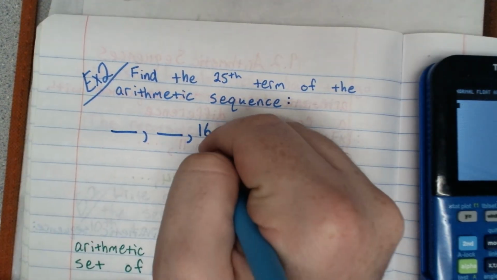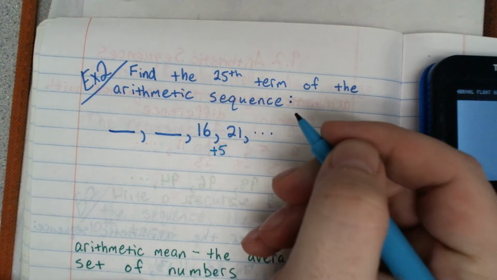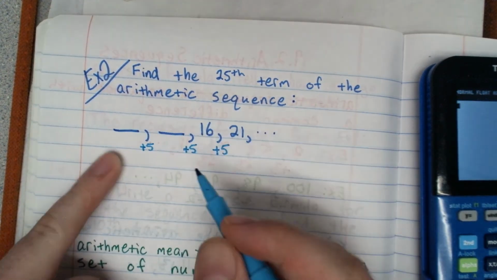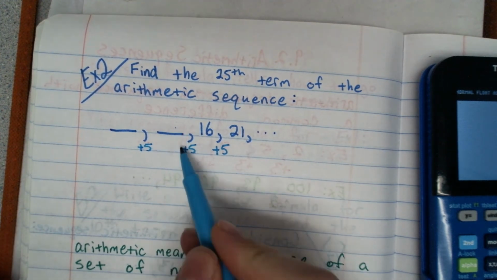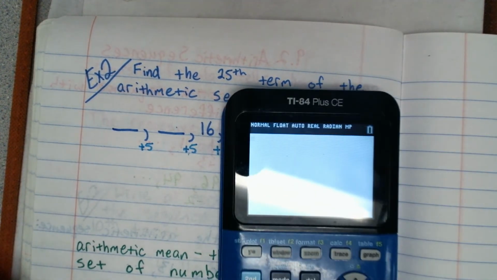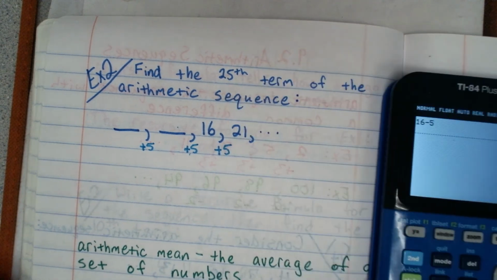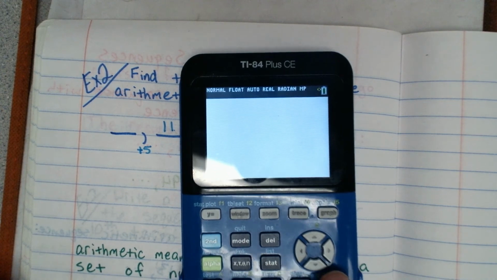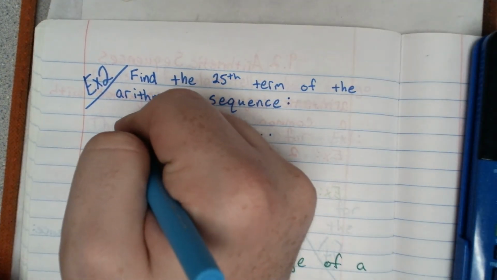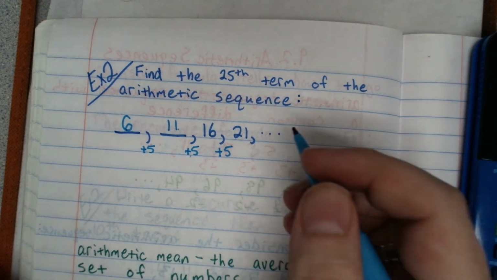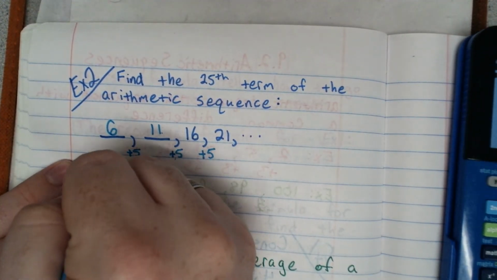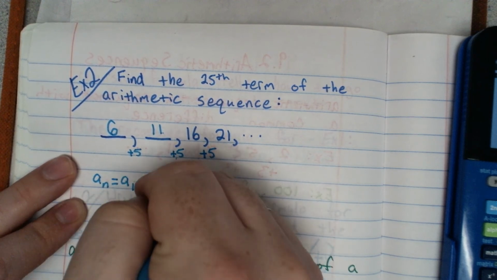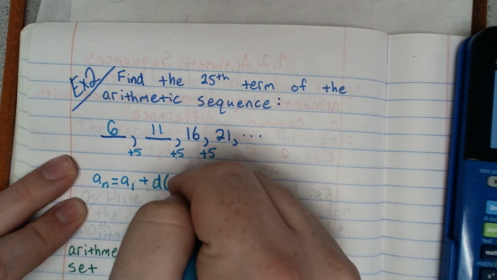So we add 5 to 16 to get 21, which means the difference here should be plus 5 each time too. So in this case, what number would I have to add 5 to get 16? Well, if I take 5 away from 16, that number should be 11. And if I take 5 from 11, that's 6. So this is really how this sequence is starting. And then we're going to have that formula a sub n equals a sub 1 plus the common difference times the quantity n minus 1.